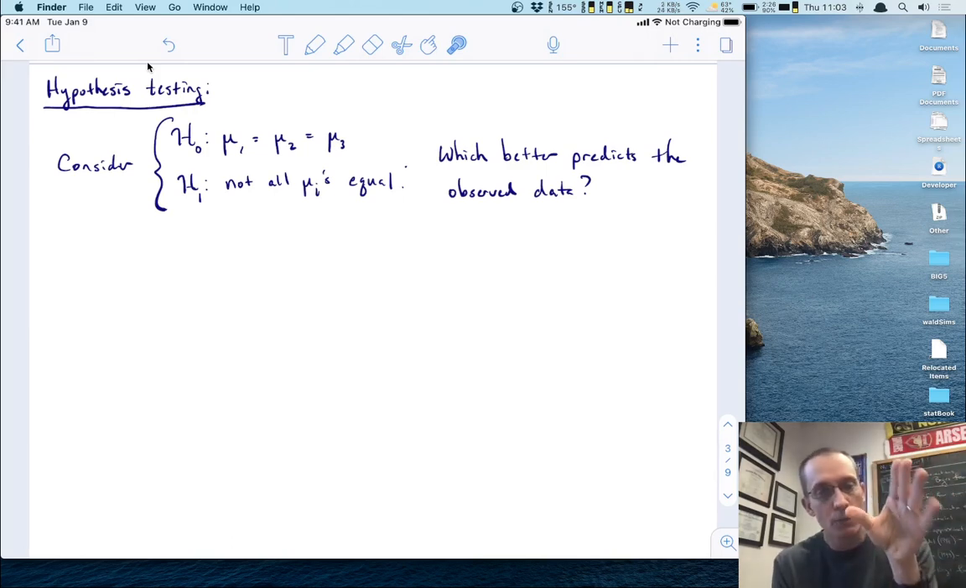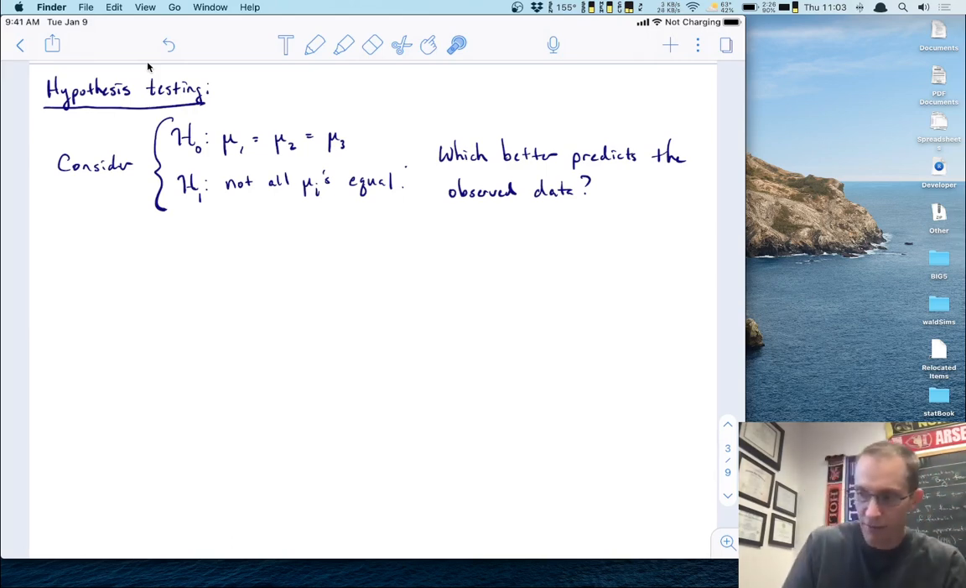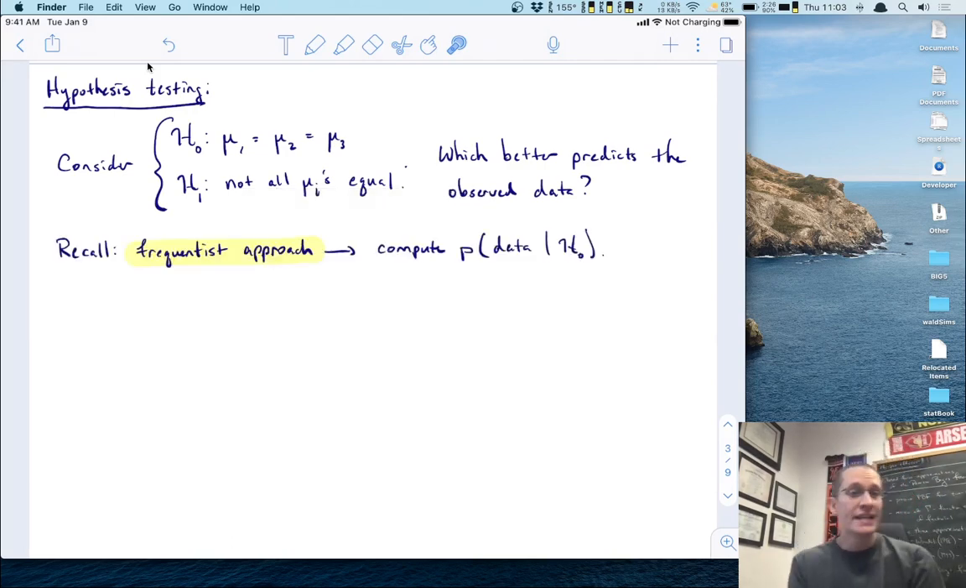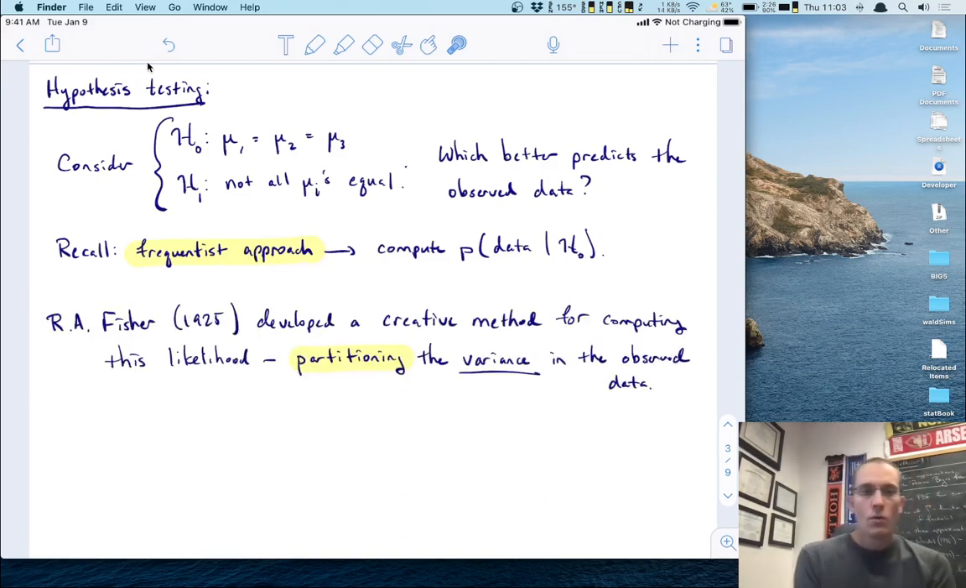Now I ask, which one of those better predicts the observed data? Now remember, if we take a frequentist approach, which I'm going to do first, what we want to do to answer that question is compute the likelihood of our observed data if the null is true. So how does that work? Well, the way it works is we go back to a technique that was developed by R.A. Fisher. And this goes all the way back to the 1920s. And he developed what I think is a really creative method for computing this likelihood. And that method boils down to partitioning the variance in the observed data.